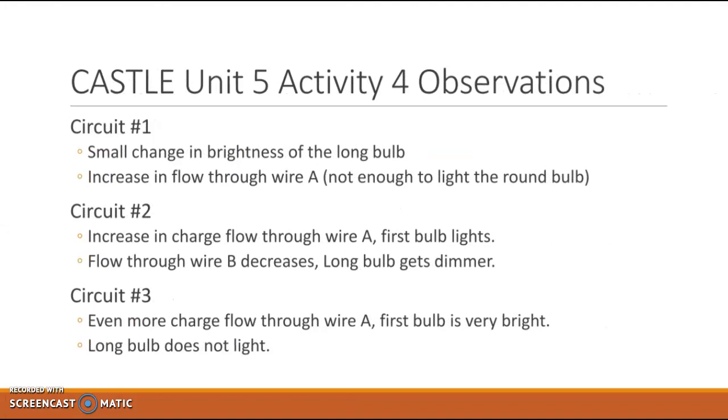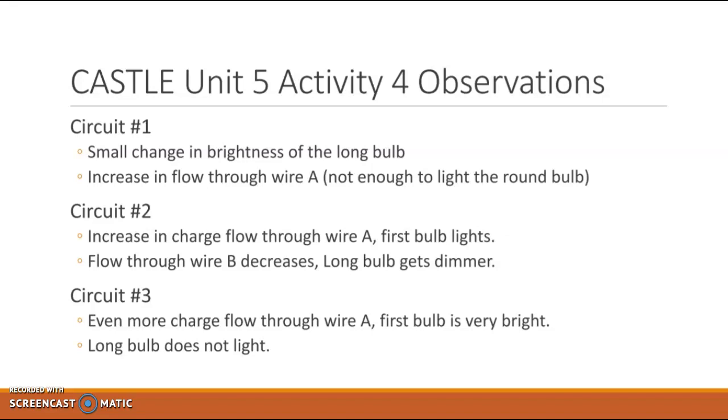Okay, so what we saw was that in circuit 1, where we added a long bulb in parallel, we did see a very small change in brightness of the long bulb, so we know that flow rate decreased a little bit. But we also saw an increase in flow through wire A, the one that leads from the positive side of the battery into the round bulb. So there was an increase in flow through that trunk wire, if you will. A is a trunk wire because it's going to split into wires B and C. There was an increase in the flow rate there, but not enough to light the round bulb.